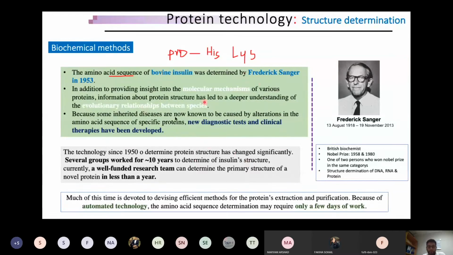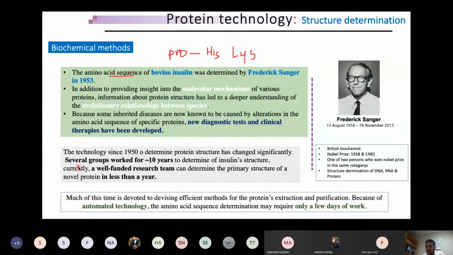Frederick Sanger gave us the first structure of bovine serum. This technology, which was used in 1950, required lots of resources. I mean, there were lots of people involved, many teams involved, and of course, lots of resources involved. The technologies have changed tremendously since 1950.